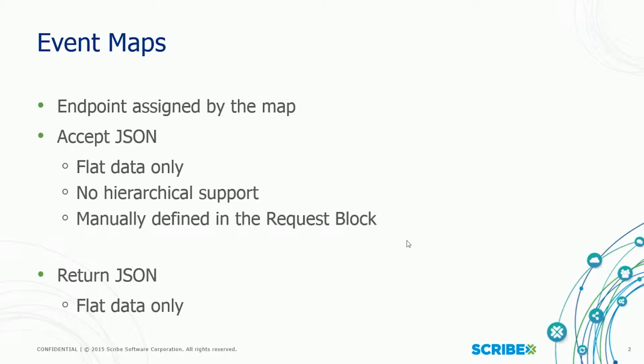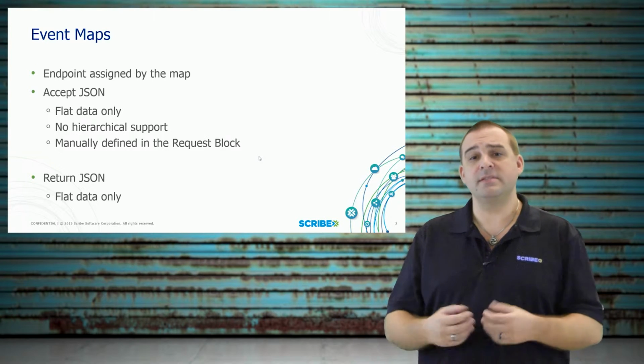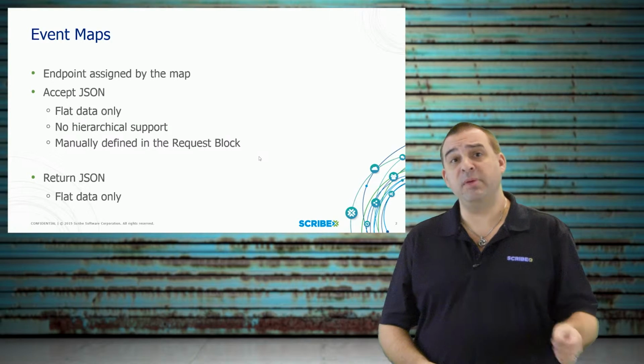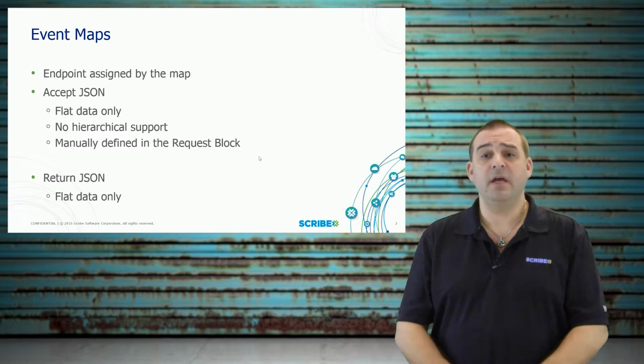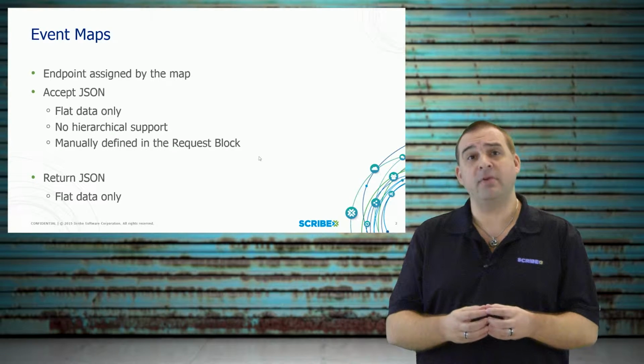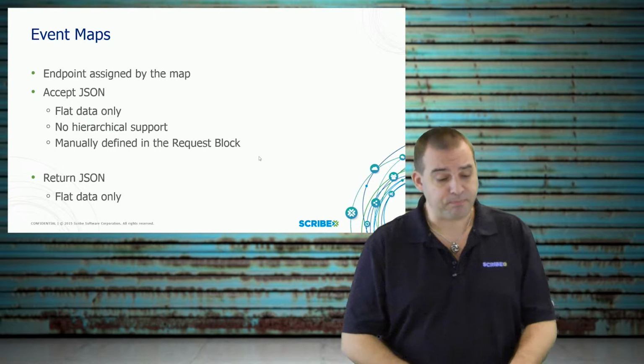Webhooks allow you to send data in JSON format to Scribe Online maps. These are called event maps. Event maps accept a JSON request from anywhere. You can set it up so that you can filter that by IP address for security reasons and only allow incoming requests to your event maps from a particular location.